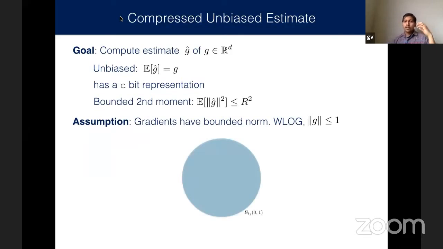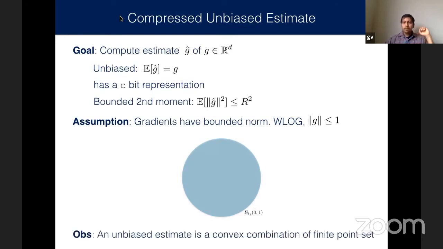We work with the assumption that all of these gradients have some bounded norm. Without loss of generality, just by scaling, we can assume this norm to be at most 1. So we want to quantize any gradient that lies in this unit ball. Our entire scheme is based on the observation that any unbiased estimate that has a finite representation is just a convex combination of a finite set of points. You can take a bunch of points and write any point within the unit ball as a convex combination of these, and that will give you an unbiased estimate.